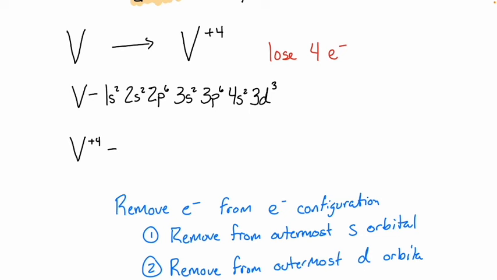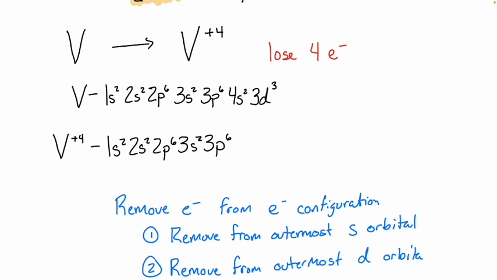All right, so I'm going to first take 2 electrons from that outermost s orbital, my 4s electrons. But then I still got 2 more to go because I got to lose a total of 4. So I'm going to take the remaining 2 from that 3d orbital. I'm not going to touch those core electrons. I'll still have my 1s2, 2s2, 2p6, 3s2, 3p6. But now I don't have any more 4s electrons left over. I took both of those, and I'm down to just 3d electrons.